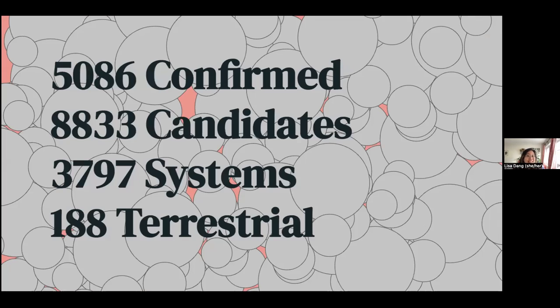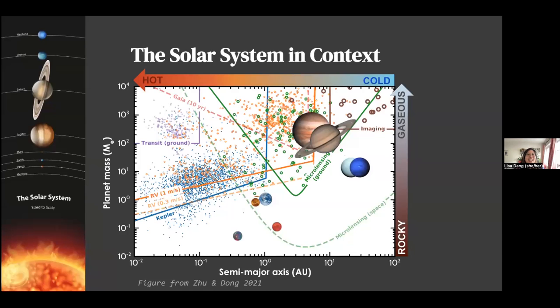So as of today, there are now 5,000 confirmed exoplanets in almost 4,000 different exoplanetary systems, implying that some of these stars have multiple exoplanets, just like the solar system. And so far, only just below 200 terrestrial planets, which seems like a small fraction, but that's actually because they're very challenging to find. And I'll talk a little bit about this a little further.